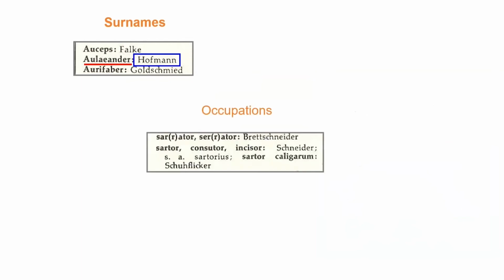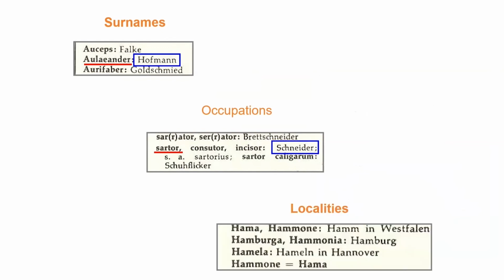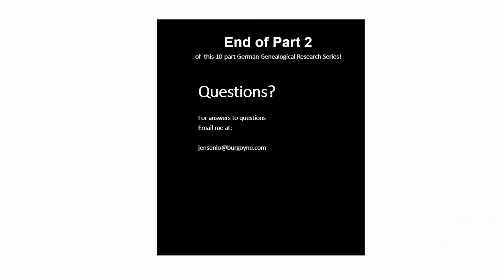The next section is on Latin forms of German occupations. Here it shows that Sartor is the Latin name for the occupation of Schneider, which is tailor in English. The last section is on Latin forms of German localities. This shows that Hamela is the Latin locality name for Hameln, where the Pied Piper was from. This concludes the second lecture in the series. The next lecture will be on understanding German records and jurisdictions.